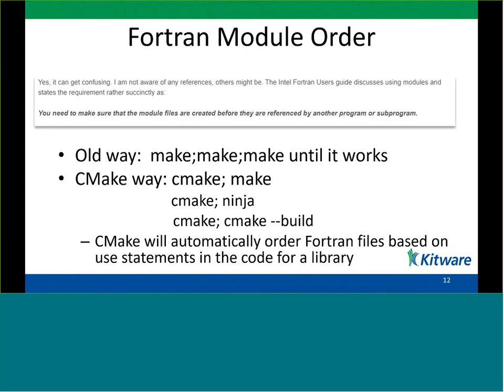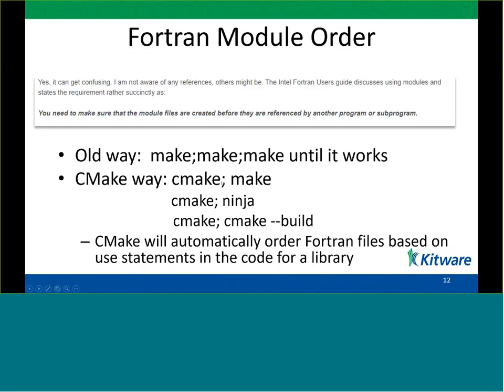So Fortran module order, this is a difficult thing for build systems to get right. This was from an Intel Fortran user's guide: you need to make sure the module files are created before they are referenced by another program or subprogram. Okay, well, how do you do that? I've heard some of the old way was people just typed make until it actually works, which obviously is sort of a pain in the neck.